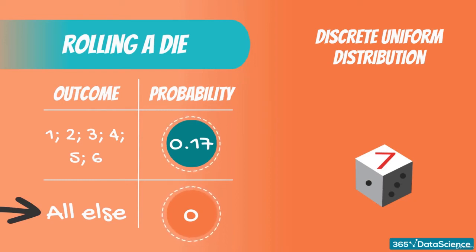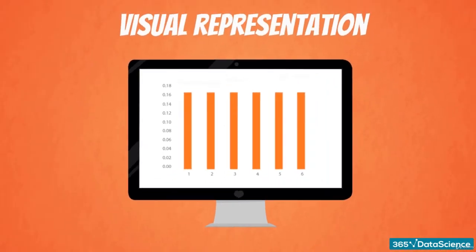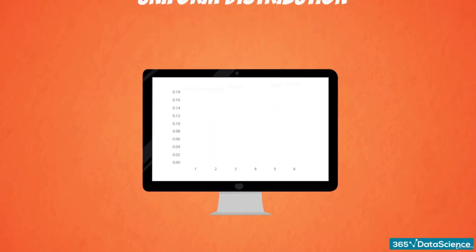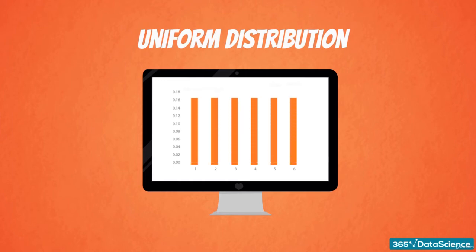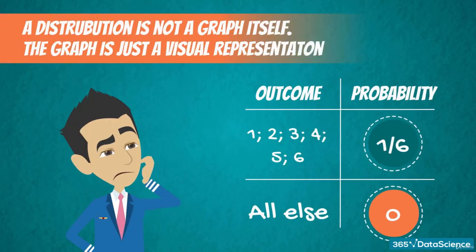Okay. Each probability distribution has a visual representation. It is a graph describing the likelihood of occurrence of every event. Here's the graph for our example. It is crucial to understand that the graph is just a visual representation of a distribution. Often, when we talk about distributions, we make use of the graph. That's why many people believe that a distribution is the graph itself. However, this is not true. A distribution is defined by the underlying probabilities and not the graph. The graph is just a visual representation.